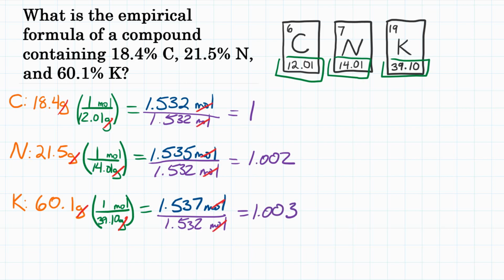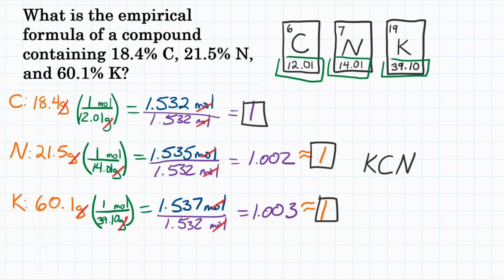1.003. Last step is to round to whole numbers, because we know these have to be whole numbers. 1.002 is 1. 1.003 is also 1. So in the end, again, these are all 1-to-1 ratio for this formula. So our final formula will be K1C1N1. We don't write the 1, so it is just KCN, otherwise known as potassium cyanide.